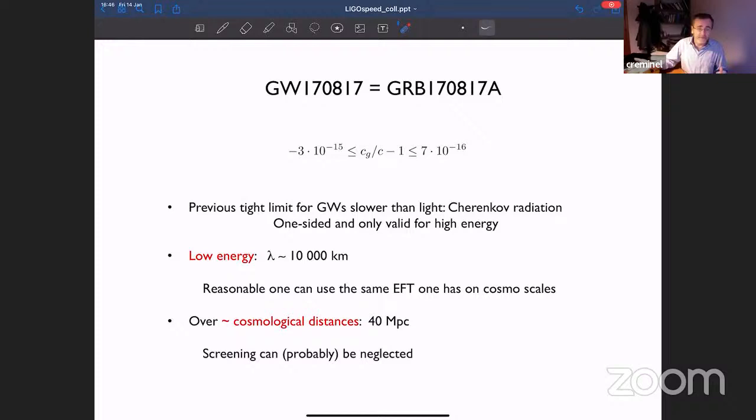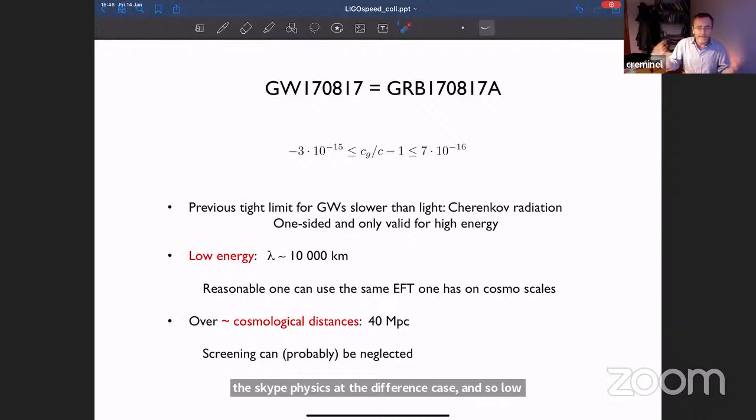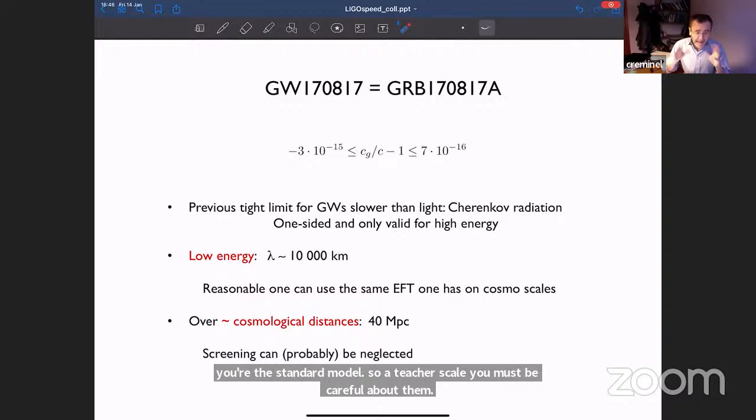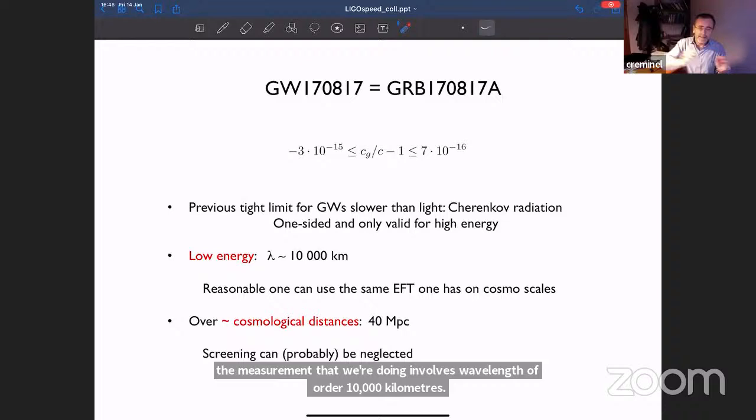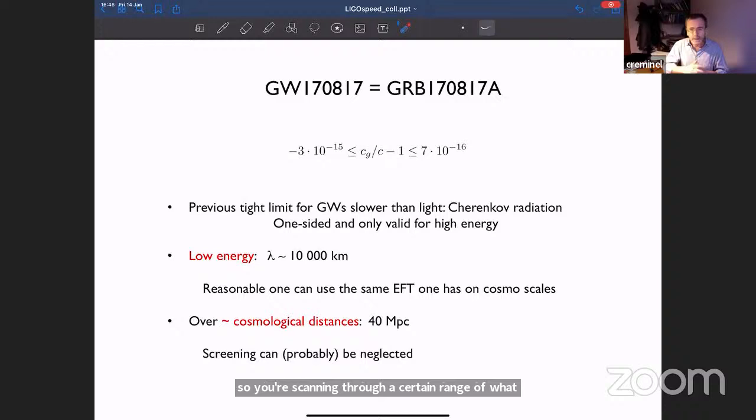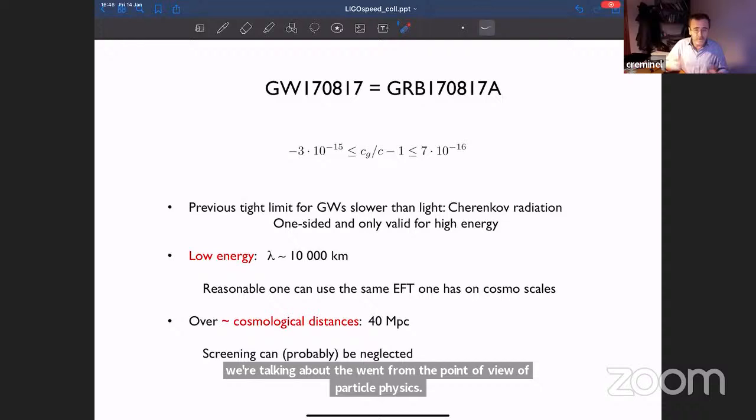Okay? So at low energy, you have the Fermi theory. When you go to higher energy, you have the standard model. So at each scale, you must be careful about what you're doing. Now, this, if you want, is a caveat to what we're saying. The measurement that we are doing involves wavelengths of order 10,000 kilometers. Of course the frequency depends on time, so you are scanning through a certain range, but from the point of view of particle physics, these are extremely low energy measurements, because we're talking about scales of 10,000 kilometers.